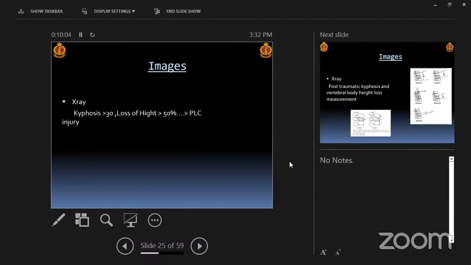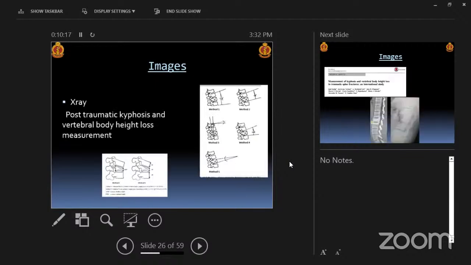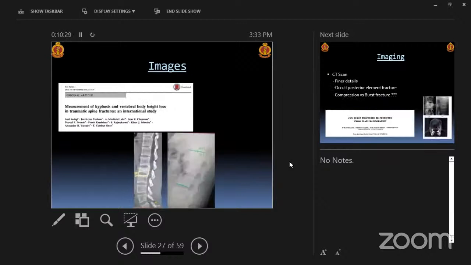On the X-ray, if the kyphosis is more than 30 degrees, or loss of height is more than 50%, this suggests PLC injury. How do we measure the kyphosis? There are many techniques to measure the kyphosis and the vertebral loss of height. The most accepted, the most common method: for the fractured vertebra, you go to the vertebra above, superior endplate, and the vertebra below, inferior endplate, and you measure the kyphosis. This is the most popular way.